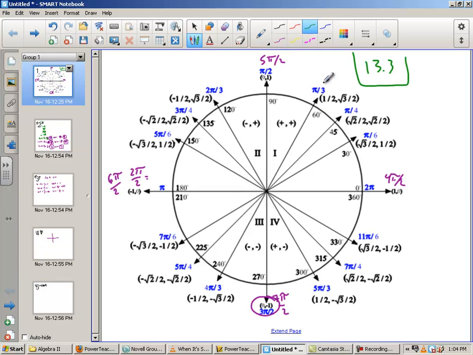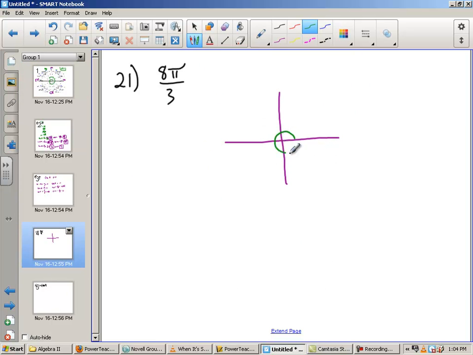I'll change colors. I've got 1 pi thirds, 2 pi thirds, 3 pi thirds, because 3 over 3 is 1. 4 pi thirds, 5 pi thirds, 6 pi thirds, 7 pi thirds, 8 pi thirds. So I'm going to go around and back to here. So starting here, around and back to this angle. That's my goal. But let's go ahead and do that now. I'm going to go around and back to about here. Okay? And so there's my angle.